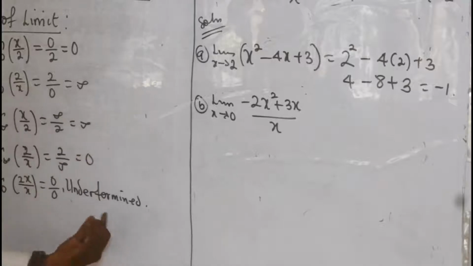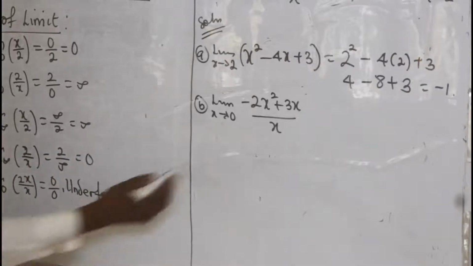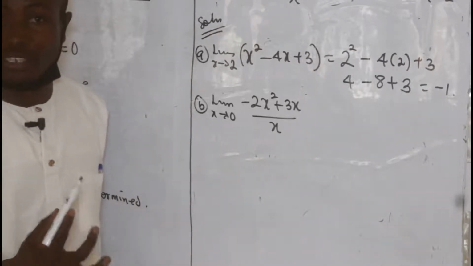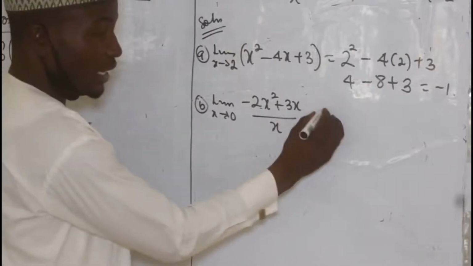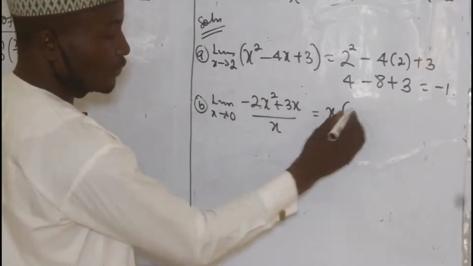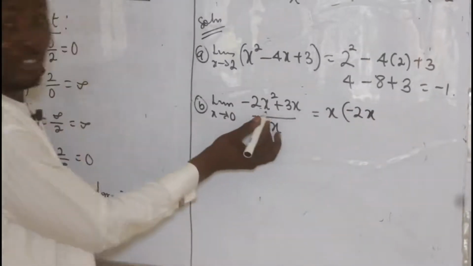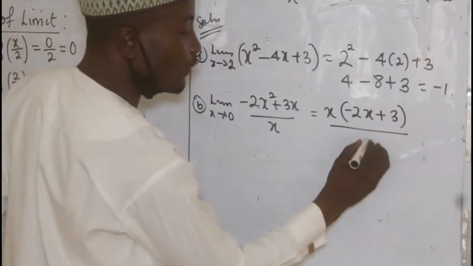Do we leave it like that as 0 over 0? No. As I said, when you have 0 over 0, it's undetermined, right? So you are going to proceed. Which method can we apply here? You can factorize. What is common at our numerator here? X is common. Factorize it outside. So what are you going to have left? Minus 2x, you know it is x squared here, so minus 2x plus 3, all this over x.